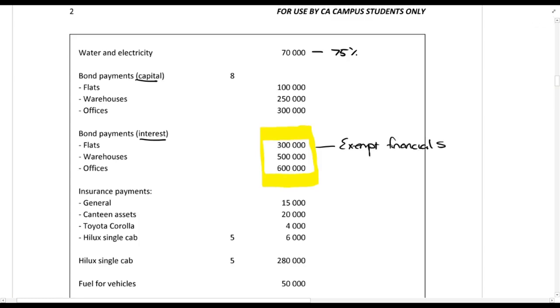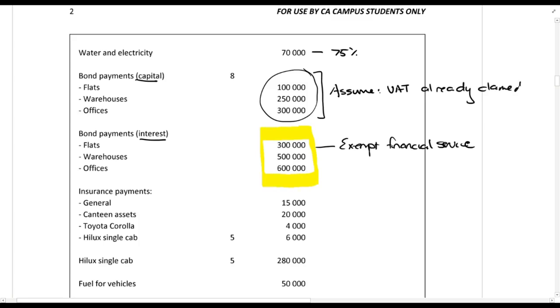Now, when it comes to the VAT on the capital over here, there's a whole story around fixed property, which is one of the more challenging sections. It's very popular in tests and exams. It's one that we'll cover in week two of VAT. So for now, I want you to just remember that we will assume VAT has already been claimed. So we're not going to go into that now. It's a whole separate discussion. We will do that next week.